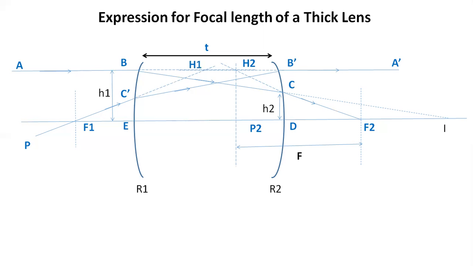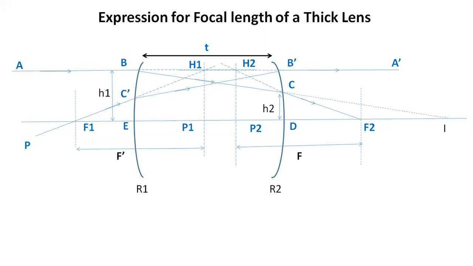At point H1, I have to draw a plane, the first principal plane. And that principal plane cuts the principal axis at point P1. It is called the first principal point. And the distance between P1 and F1 is the focal length of the thick lens. Therefore, in order to derive the expression for the focal length of a thick lens, in two parts we have to explain this diagram, and let us derive the expression now.